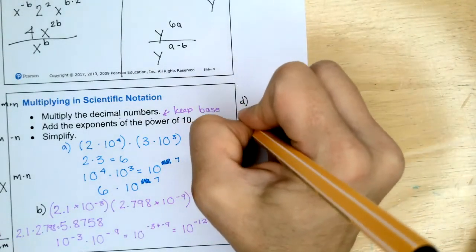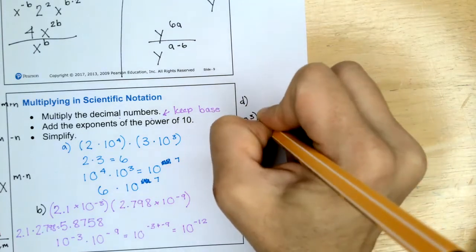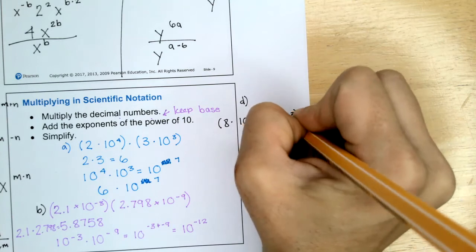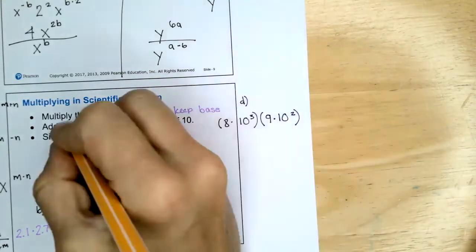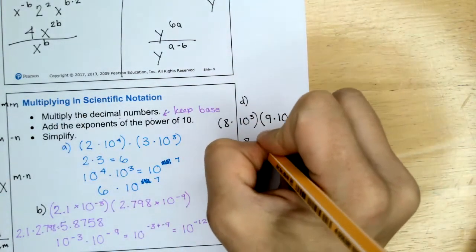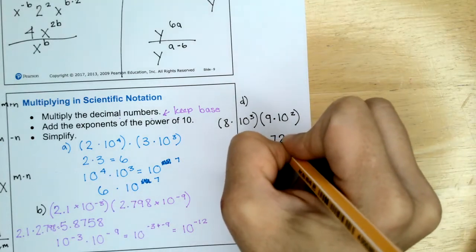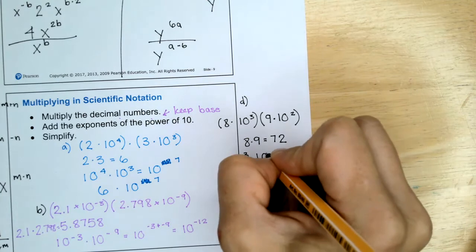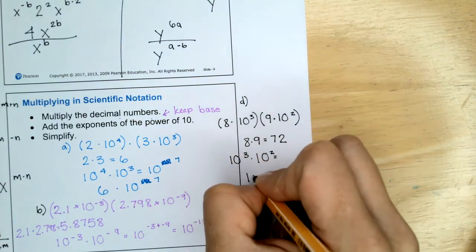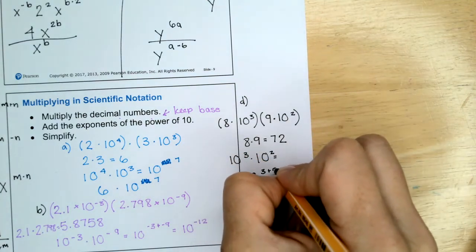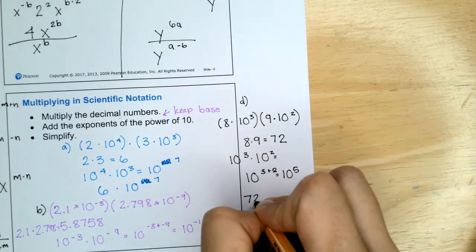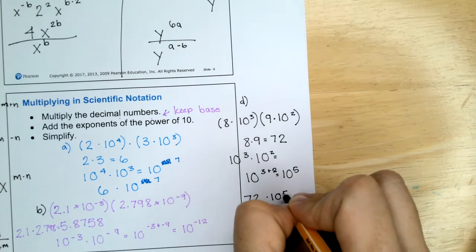8 times 10 to the 3rd times 9 times 10 squared. Good. First, we're going to multiply the decimal numbers. 8 times 9 is 72. And then 10 to the 3rd times 10 squared is 10 to the power of 3 plus 2, which is 10 to the 5th. So I have 72 times 10 to the 5th.